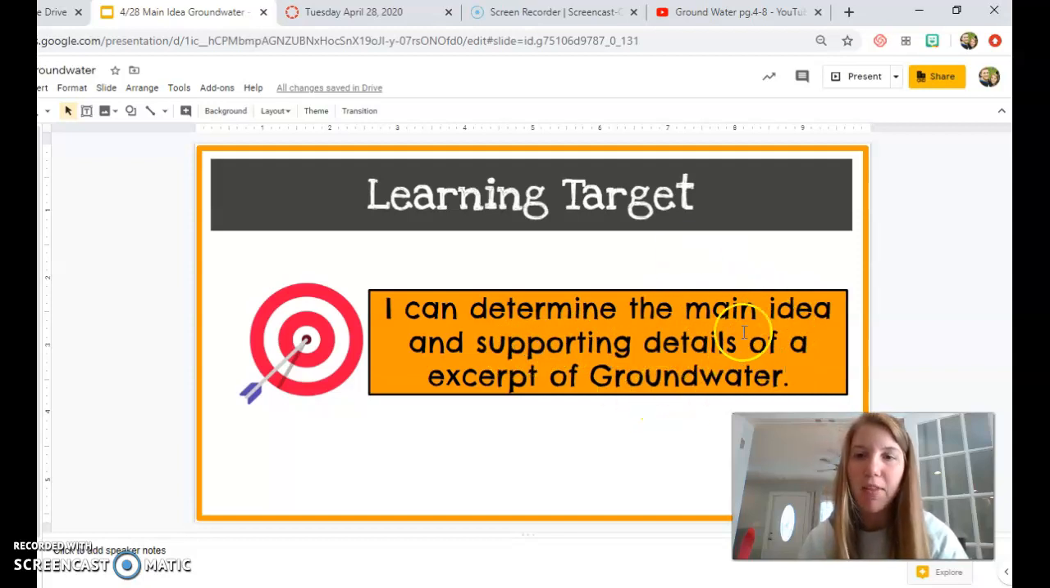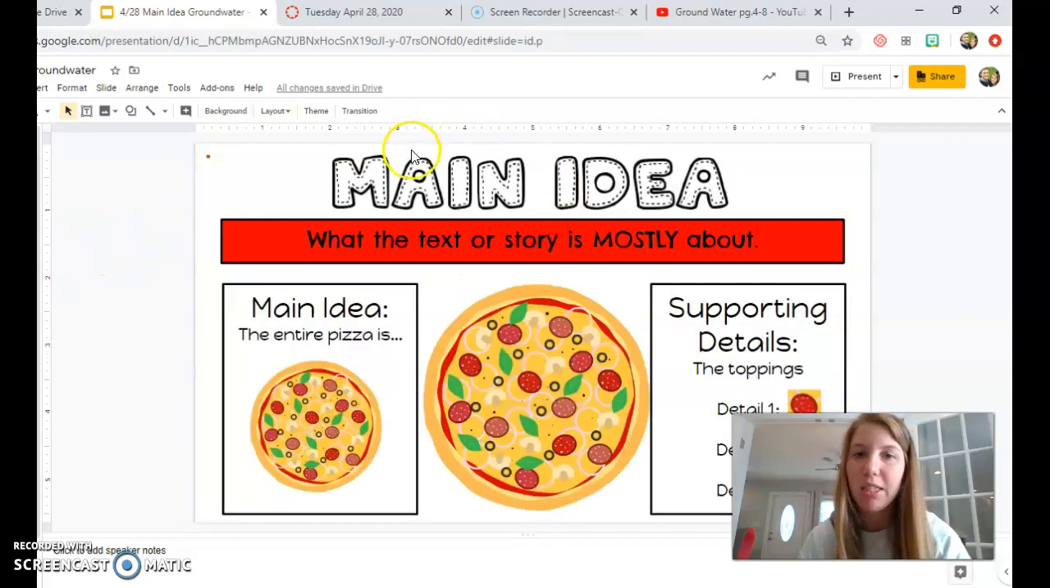Now, I know we've talked about them a little bit this year, but we're going to go through and remind ourselves of what a main idea is and what these supporting details can be. So let's look here. The main idea is what the text or story is mostly about. Today we're going to be doing an informational text. It's not going to be a make-believe story. So what the text is all about, what is the author trying to teach me or get me to understand through his writing? So I have a little image here of a pizza.